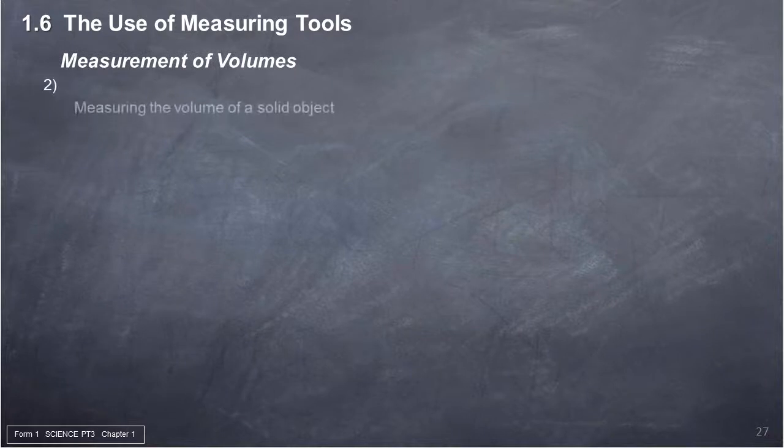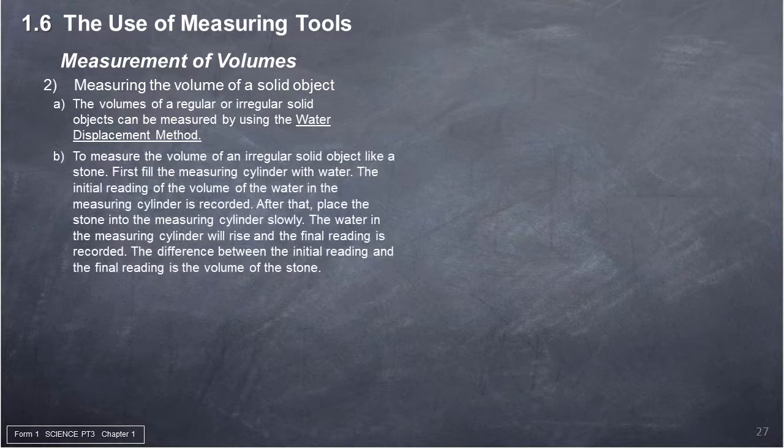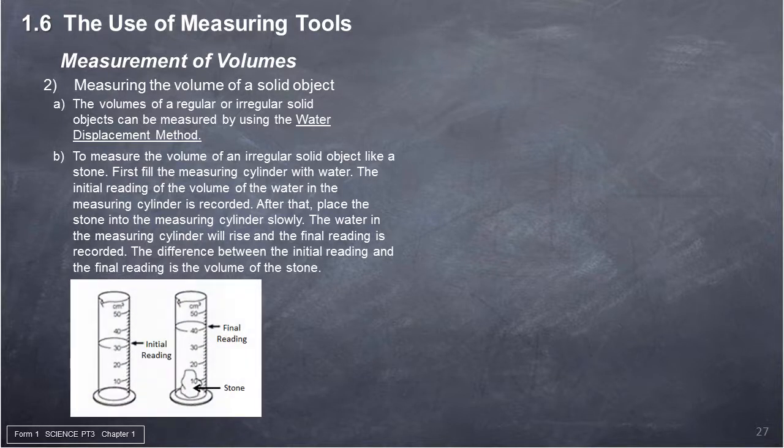2. Measuring the volume of a solid object. A. The volumes of irregular solid objects can be measured by using the water displacement method. B. To measure the volume of an irregular solid object like a stone, first, fill the measuring cylinder with water.